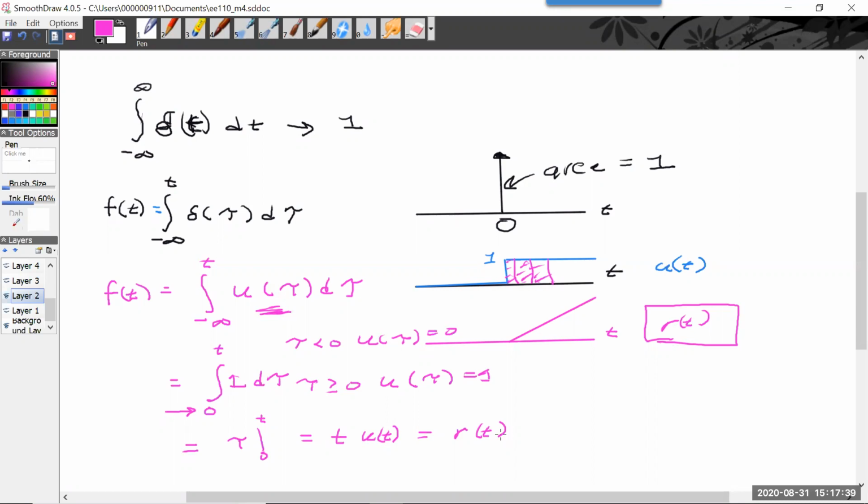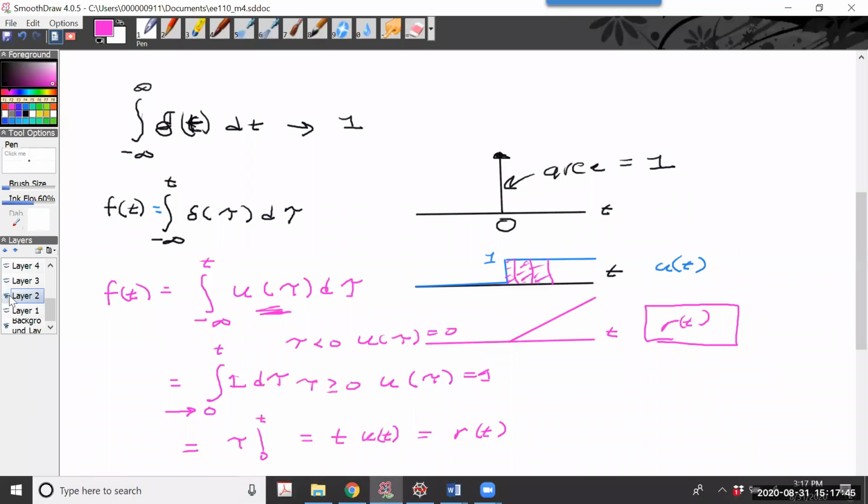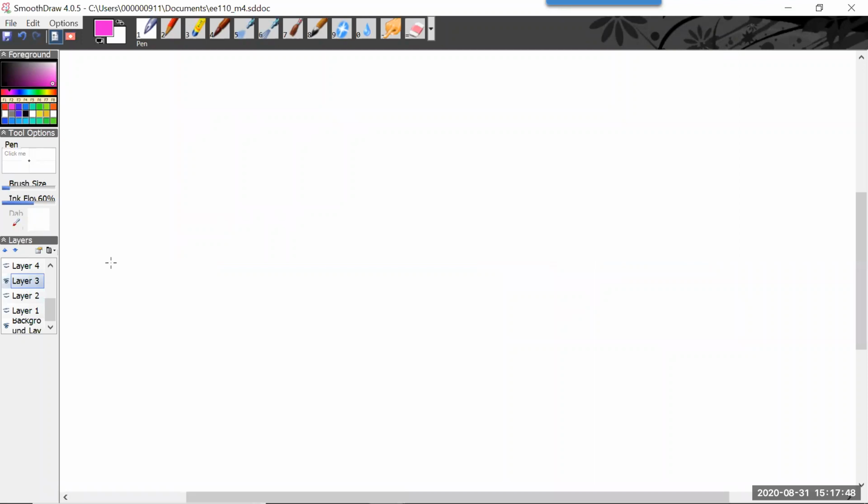Now, when I say scale, I just mean we're multiplying everything.